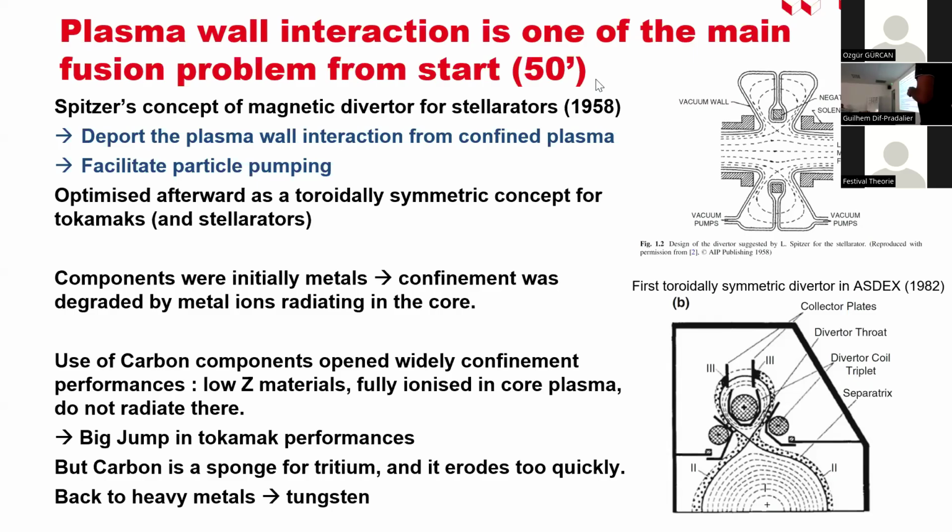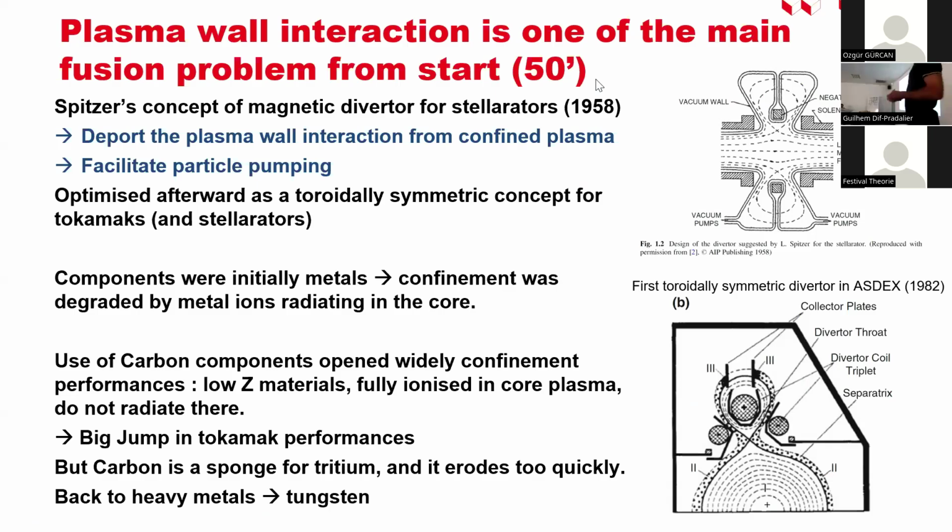Now, of course, the early tokamaks and early accelerators were operated with metal walls. And in fact, the confinement was degraded by metal ions radiating the core. You could not get stable plasma. So people moved to carbon. It completely opened up confinement performance because low-Z materials, when they get fully ionized and enter the plasma, get fully stripped. There is no line radiation. Radiation is only at the edge, so you get good confinement performance. You even get dissipation of power reaching the wall by the carbon. So there was a big jump in tokamak performance.